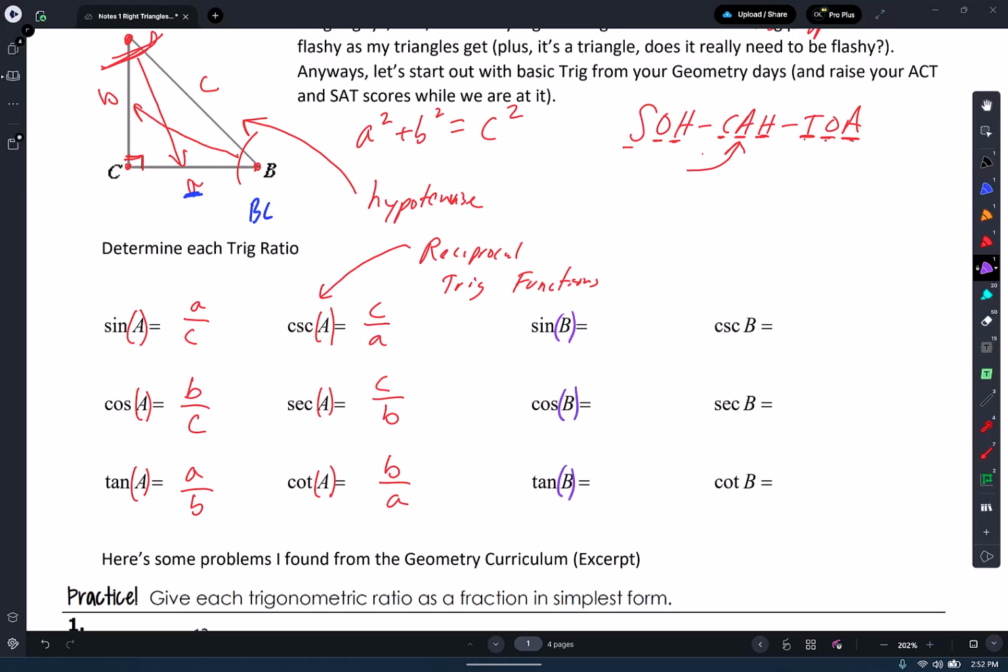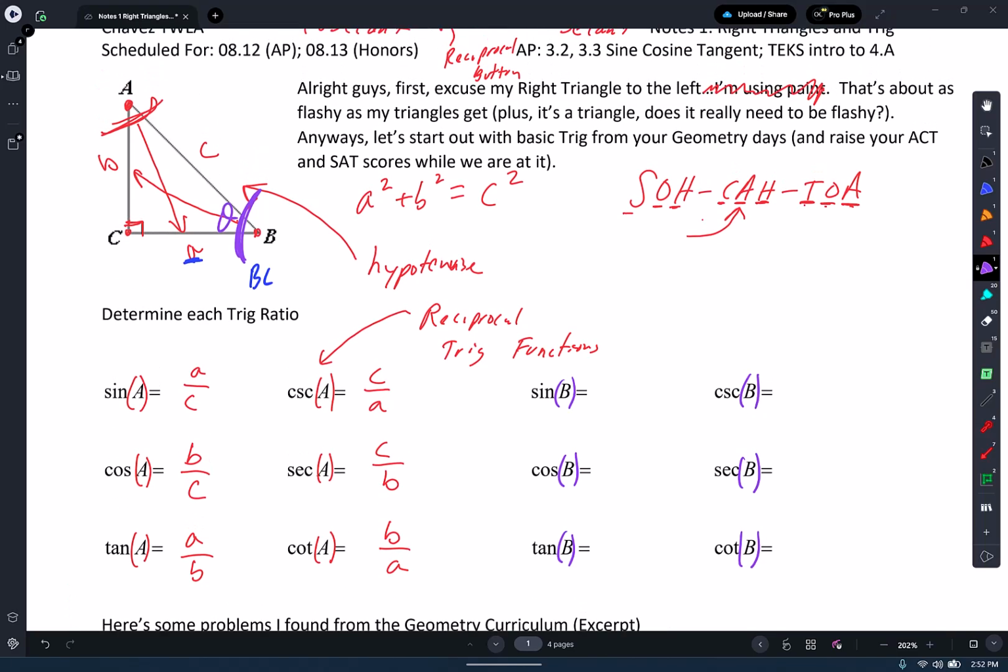So here's my different argument. I am going to look at angle B specifically. So here's angle B. I put a little curvature there on angle B. If you want to put an angle like a theta or a Greek letter, that's fine as well. All right, so here we go. It says sine B. Sine is opposite over hypotenuse. What is opposite of angle B? Little b. And then hypotenuse is C. So there it is, B over C.